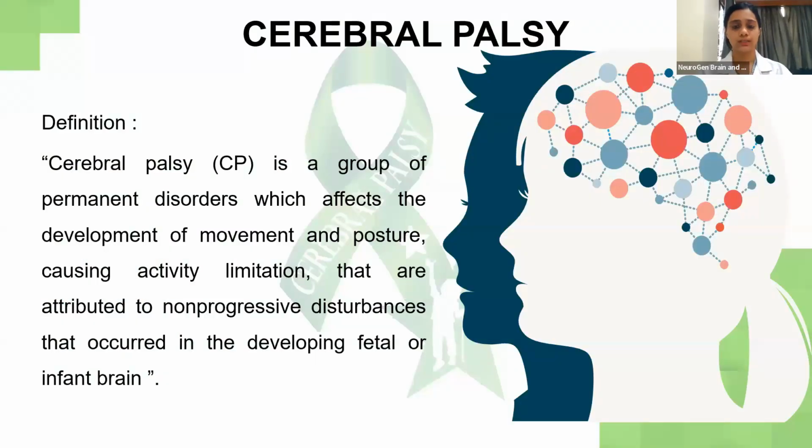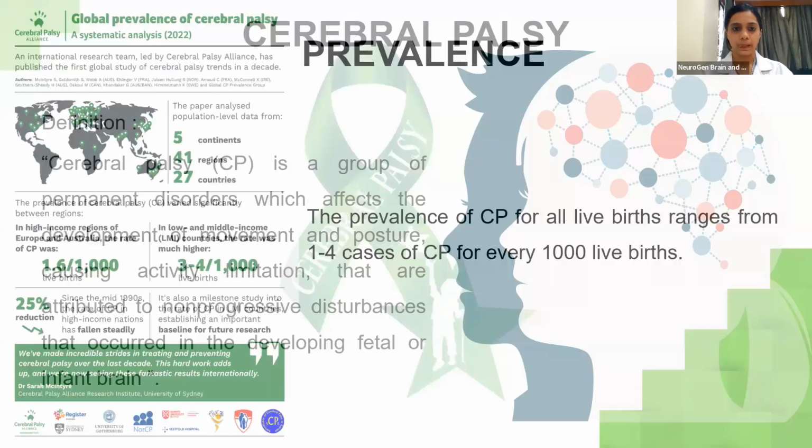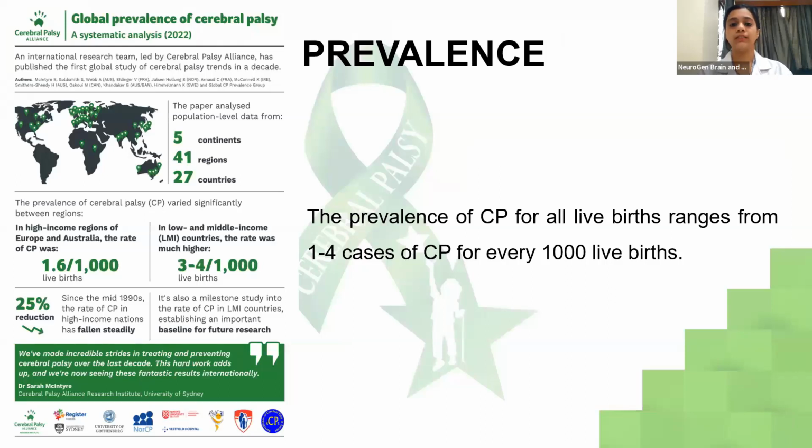Let's understand what is cerebral palsy. It is a group of permanent disorders which is non-progressive in nature. It affects the prenatal, natal, and postnatal phases of the child's life. The prevalence of cerebral palsy in the world is 1 to 4 cases of CP for every 100,000 live births.